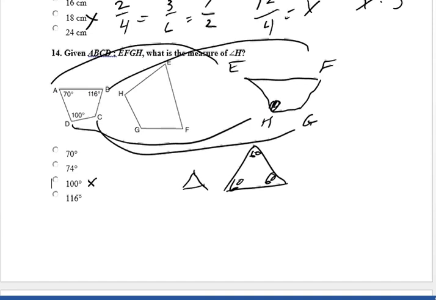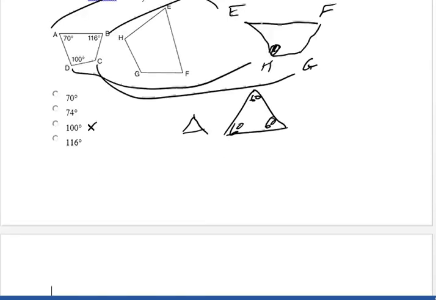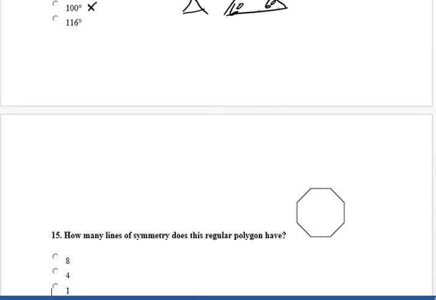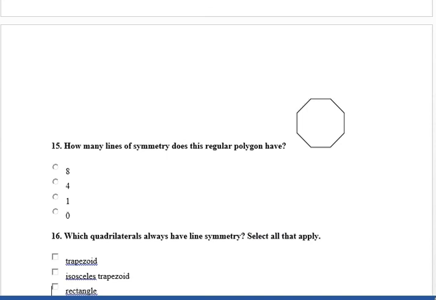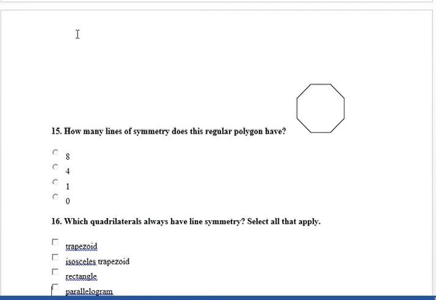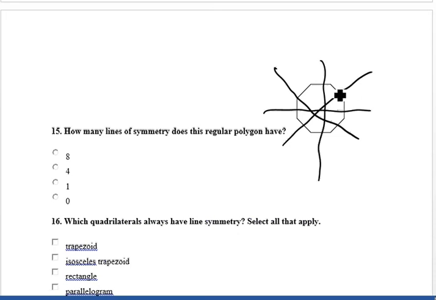And guess what? We're on to 15. If I remember right, it's an octagon. 1, 2, 3, 4. Yep. Stop sign. How many lines of symmetry does this regular polygon have? Well, let's figure it out. I'm going to try to draw these as straight as I can. 1, 2, 3, whoops, 4. So there's 4.